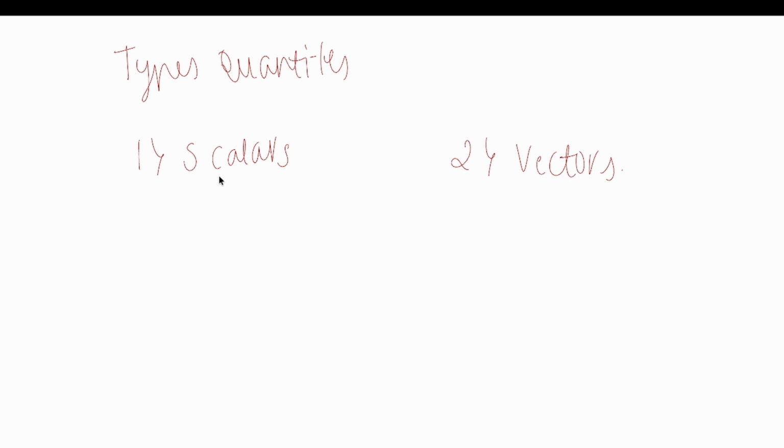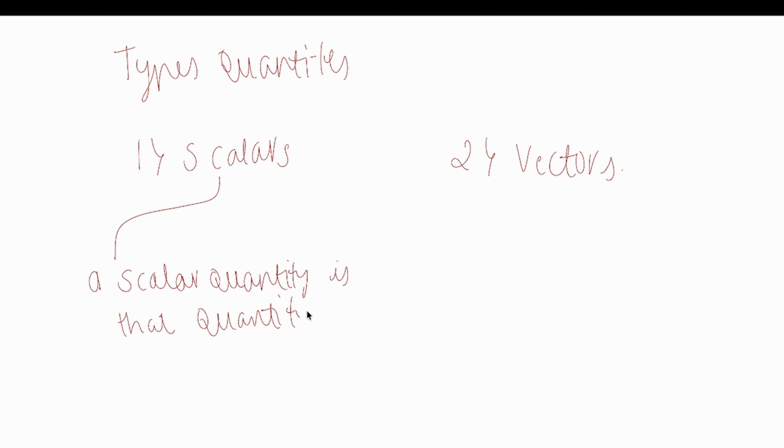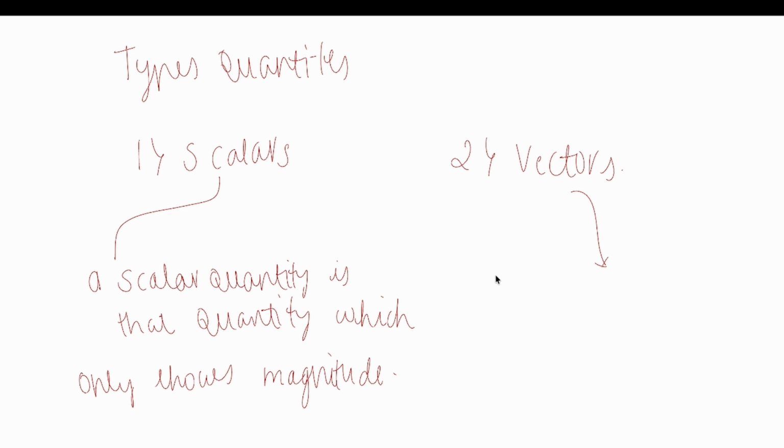So what is a scalar? A scalar quantity is that quantity which only shows magnitude. Let me come to the vector part.